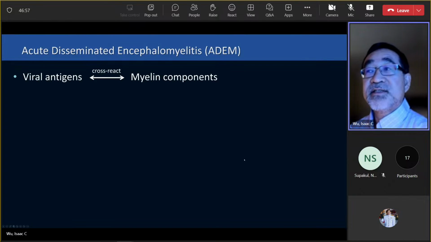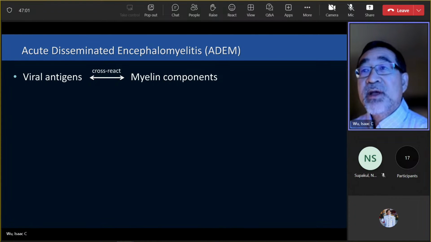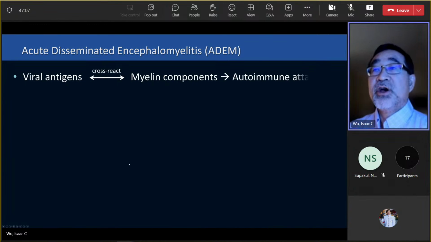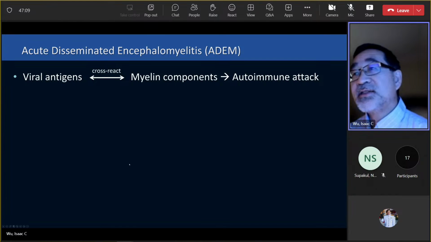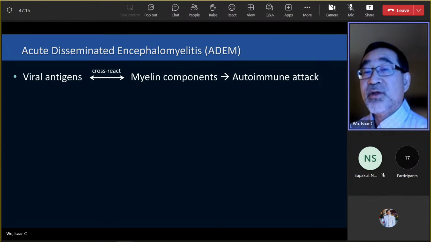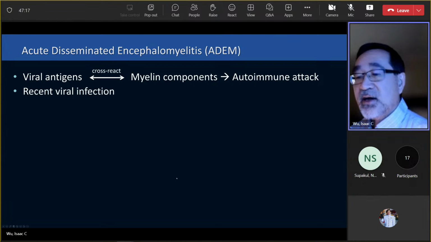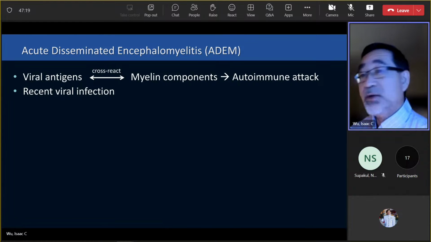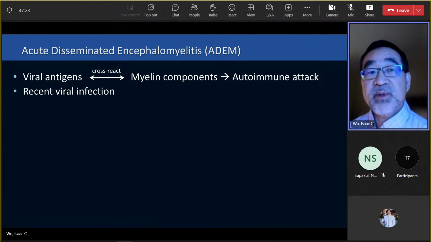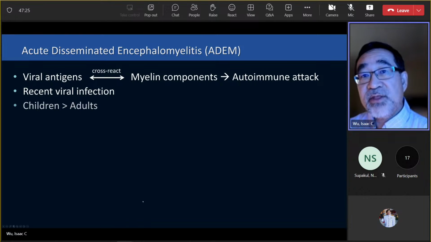And lastly, just talk about the overlapping ADEM. This is a more pediatric disease than adult. As we all know, we think it's a cross reaction between some type of viral antigen that causes an autoimmune attack. That's why, classically, especially on board exam and in real life, patients tend to present previously with some type of viral infection. That's the most common thing.